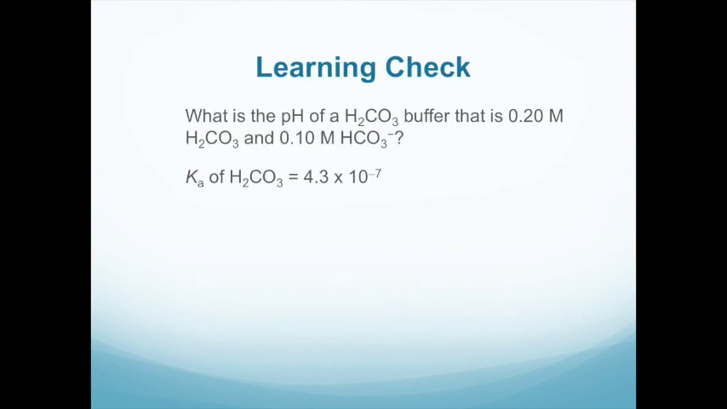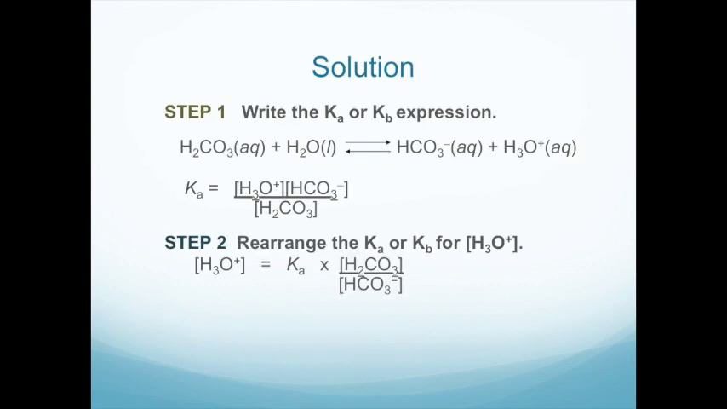So we're going to do another example here. What is the pH of a carbonic acid buffer that is 0.2 molar H2CO3 and 0.1 molar HCO3 minus? So the Ka for this expression is 4.3 times 10 to the minus 7. So first we write out our equilibrium expression. So we know that the conjugate base is HCO3 minus and the weak acid is H2CO3. And so our expression is this. We rearrange to solve for H3O plus.